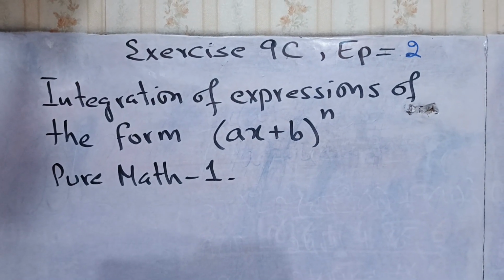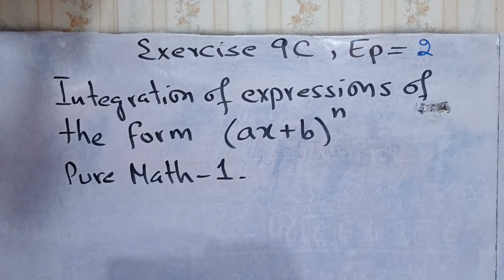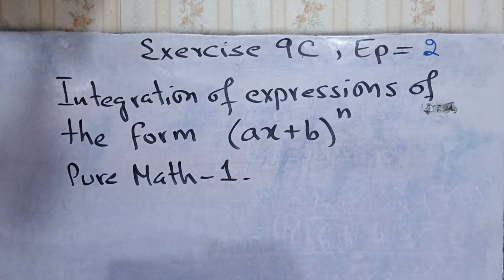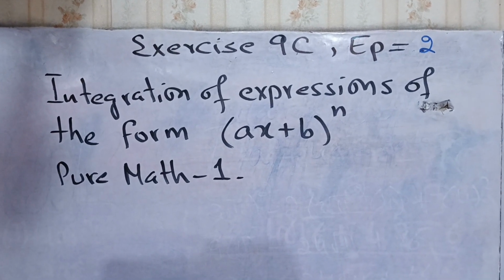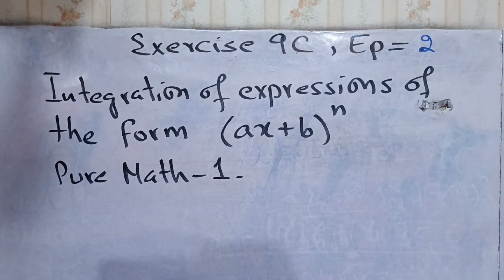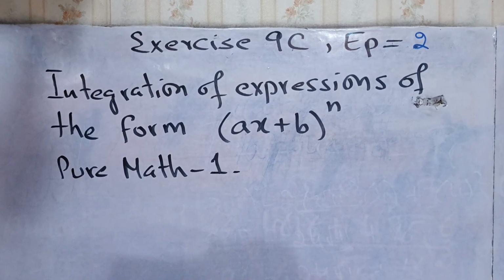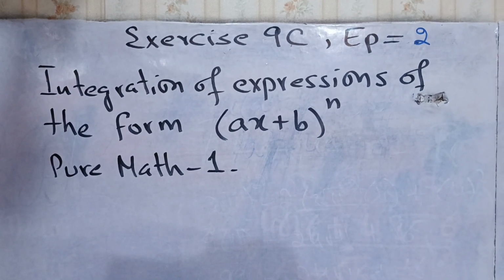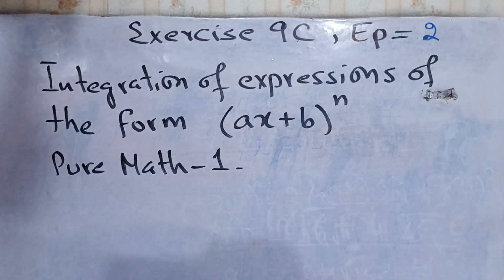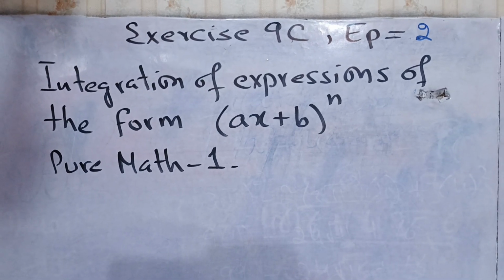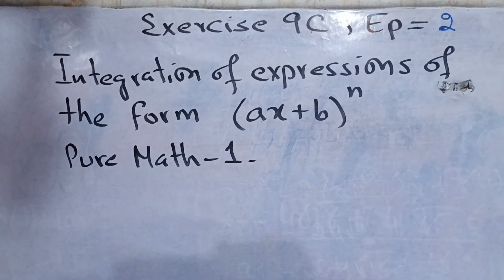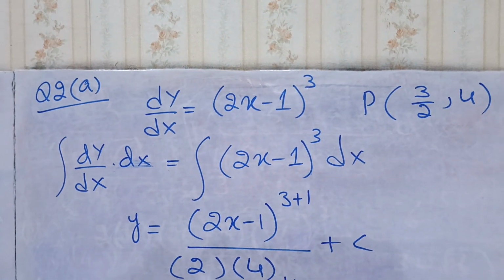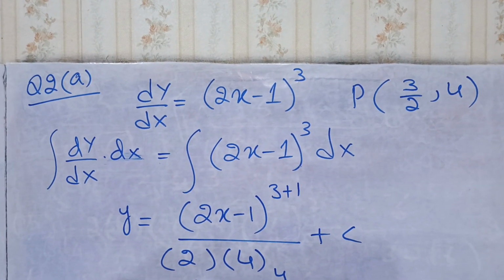So we are working on exercise 9C. This is our second episode on this exercise. The topic of this exercise is integration of expressions of the form (ax plus b) whole raised to power n. This is Pure Maths 9709 and this is paper 1. This content is related to paper 1 of this subject. So let's solve this. We are working on question number 2 and its A part.